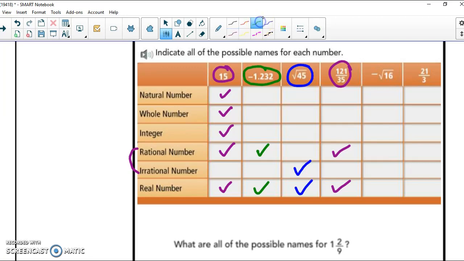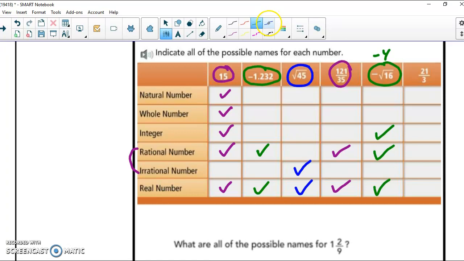So let's look next at the opposite of the square root of 16, or negative square root of 16. Well, I know that 16 is a perfect square, so this actually represents -4, which is not a natural number. I didn't know negatives when I was in preschool, and it's not a whole number, but it is an integer, and it's also rational because I could write this as a fraction or a ratio. If it's rational, it can't be irrational, but it's definitely real.